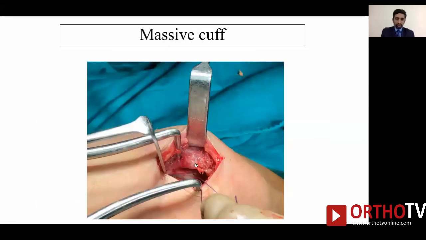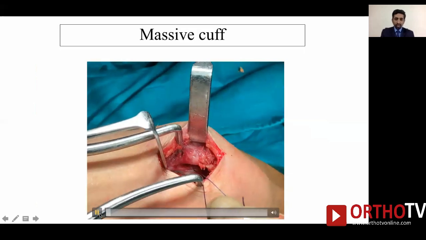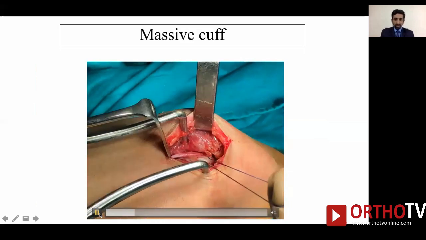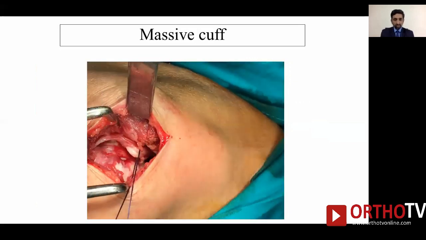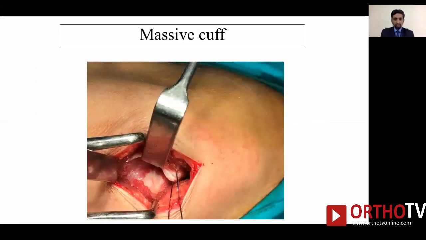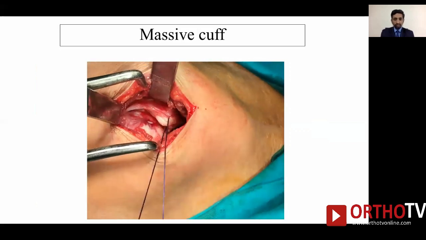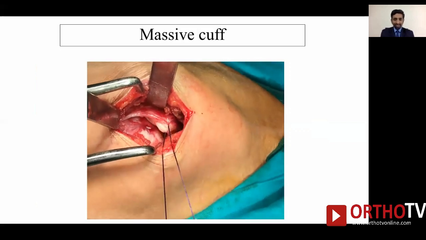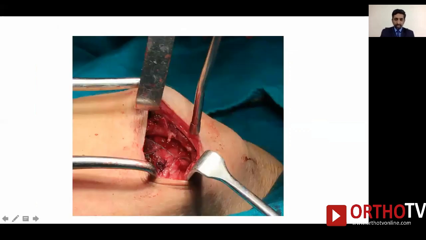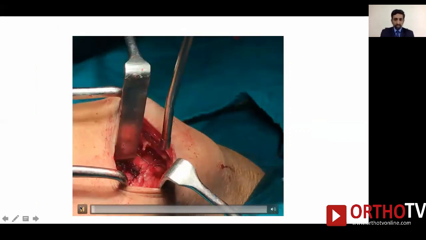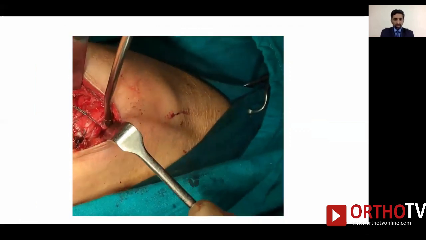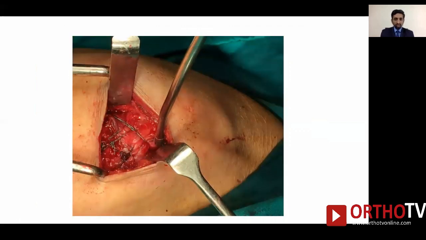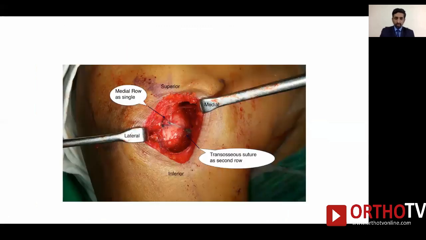So another example of a massive cuff repair, if you can see, is a massive cuff repair. That's my traction stitch, and I'm trying to see the entire tear of the supra as well as infra. The underlying humeral head is exposed nicely, and that is at the end of the repair with only one or two anchors, and then we can easily repair this cuff.